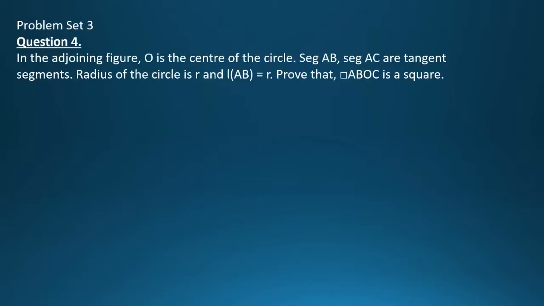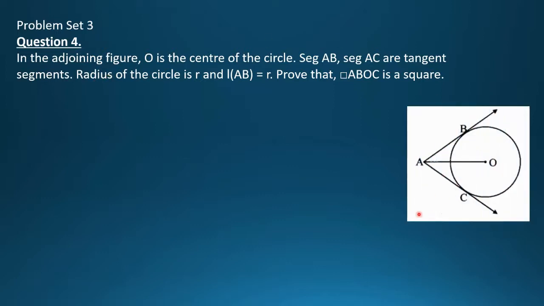Question 4 of problem set 3. In the adjoining figure, O is the center of the circle. Segment AB and AC are tangent segments. Radius of the circle is R. Length of AB is equal to R. And we have to prove that quadrilateral ABOC is a square.